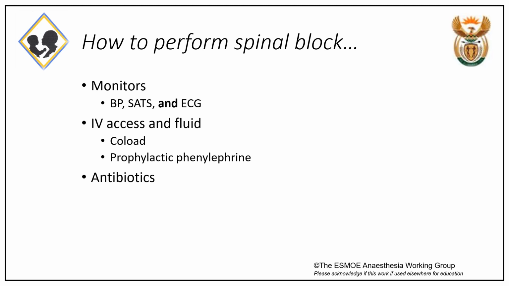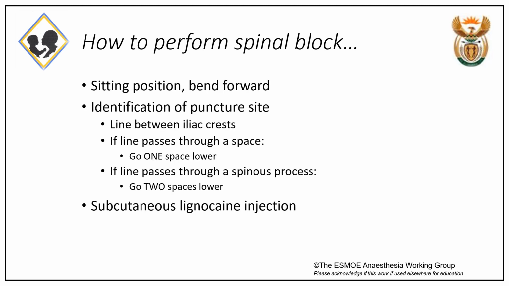Blood pressure, SATs and ECG should be connected before you start any anesthetic, and the values should be recorded. Large bore IV access should be established with an 18 gauge or a green venous cannula. In a bleeding patient, 2 large bore IV lines are needed. A co-load of Ringer's lactate is started before and during the spinal. A prophylactic phenylephrine infusion of 25 to 50 mics per minute can also be started. Remember to give prophylactic antibiotic.